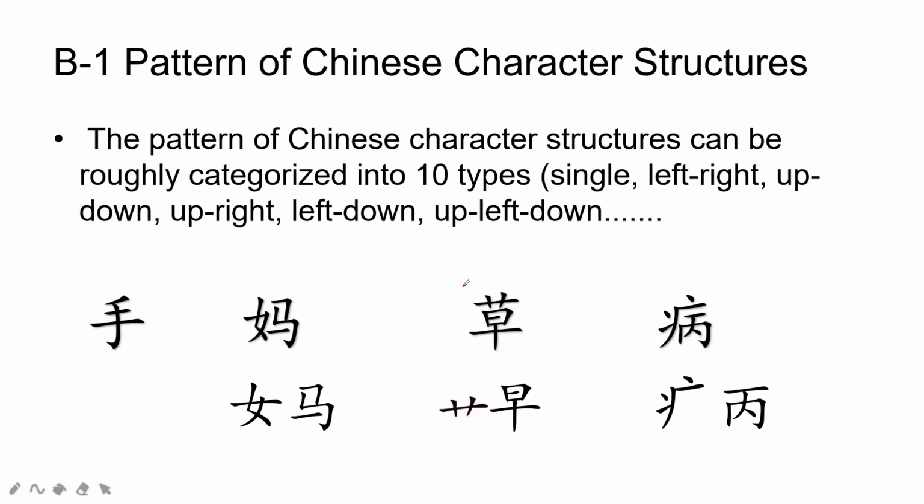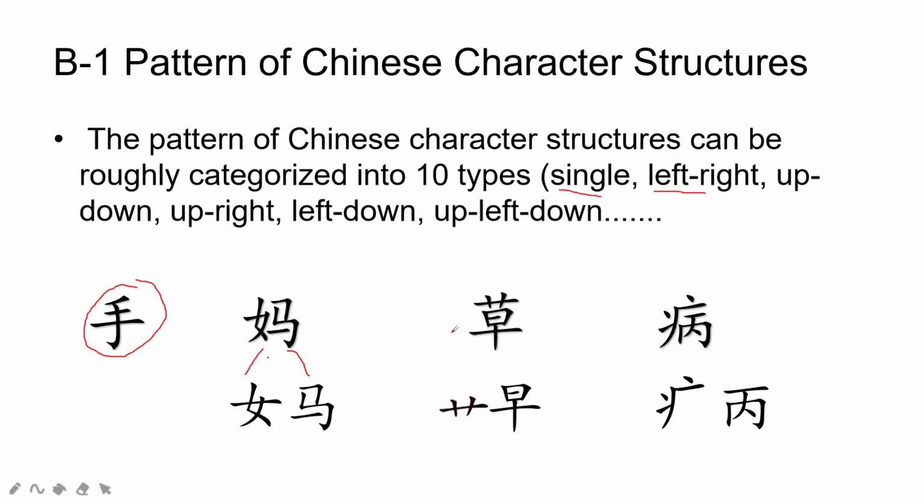Okay, next. After we introduced how Chinese characters form, now we'll introduce the pattern and stroke order of Chinese words. Chinese words have patterns. Here we said they have 10 types of patterns. Of course, I won't introduce them one by one. We can see this one. This is shou, hand. It's a single structure. And this one, ma, has a left structure and a right structure. So this is a left-right pattern.